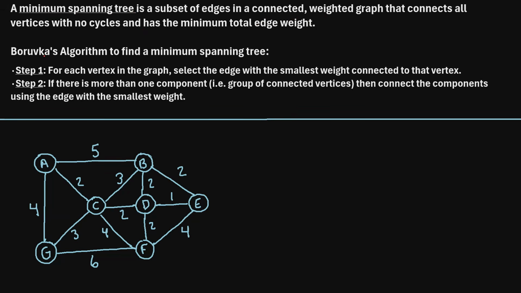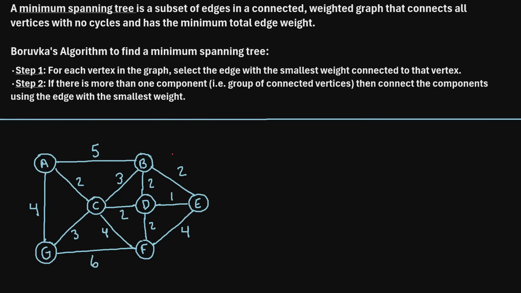So one way to find a minimum spanning tree is to use something known as Boruvka's algorithm, which is a very simple algorithm. It's only 2 steps. The first step is for each vertex in the graph, select the edge with the smallest weight connected to that vertex. And then step 2 is if there's more than one component, i.e. a group of connected vertices, then connect the components using the edge with the smallest weight.